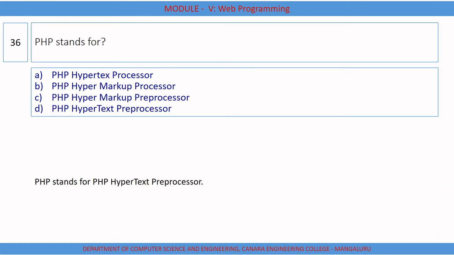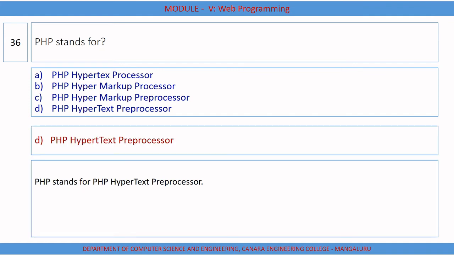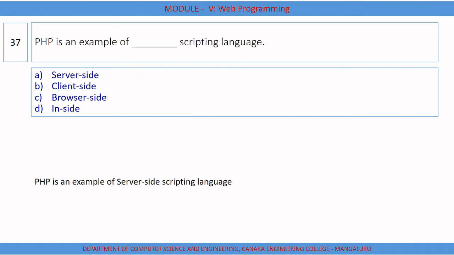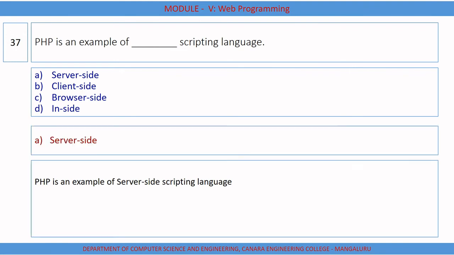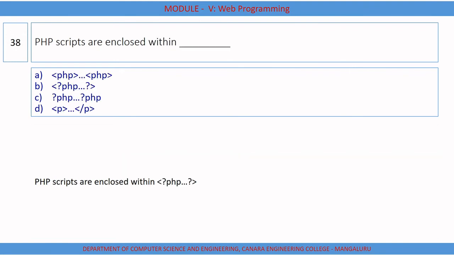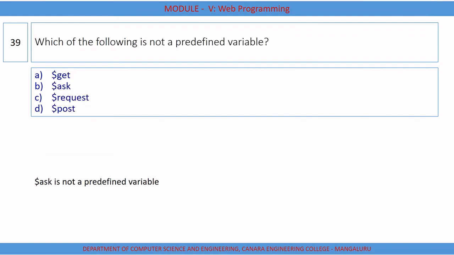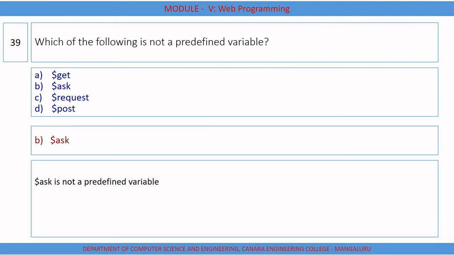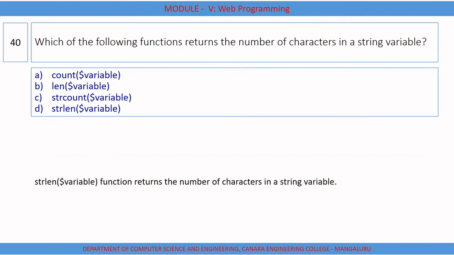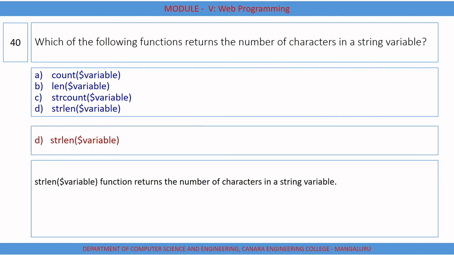PHP stands for hypertext preprocessor. So answer is D. PHP is an example of a server-side scripting language. PHP scripts are enclosed with, answer is B, angle bracket question mark php, then closing is question mark and angle bracket. Not a predefined variable: $ASCII is not a predefined variable. $_GET, $_REQUEST and $_POST are all predefined. Which function returns the number of characters in a string variable? strlen. That means answer is D.